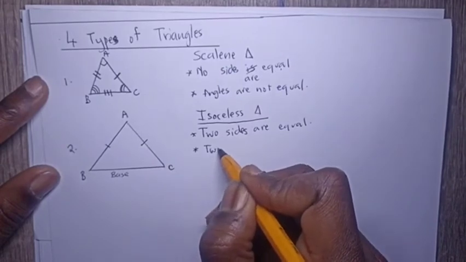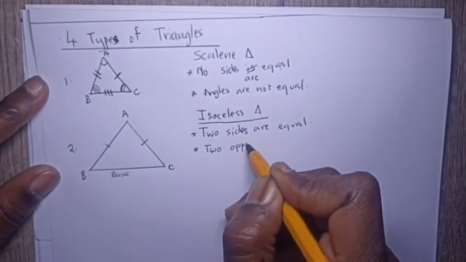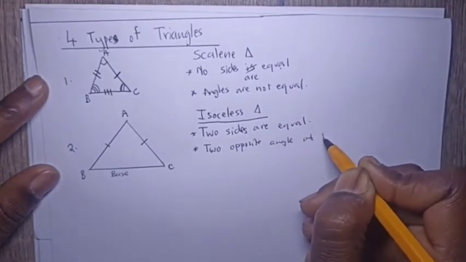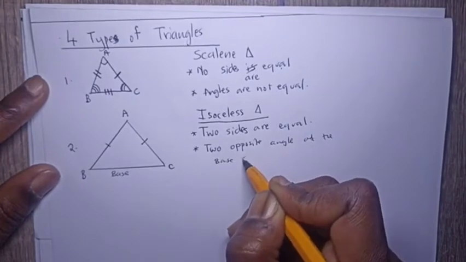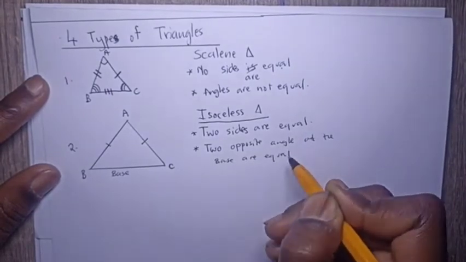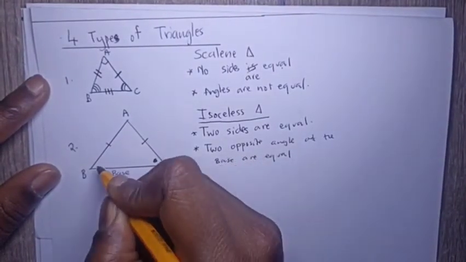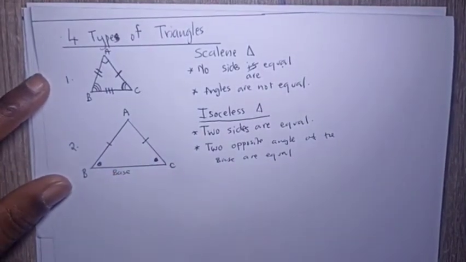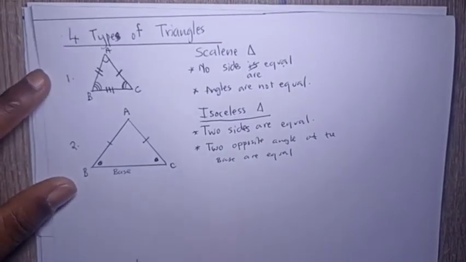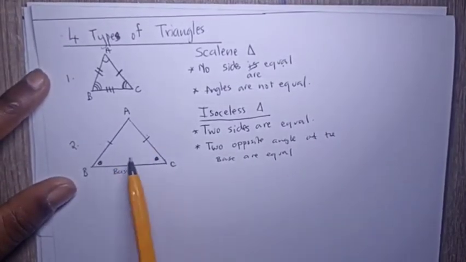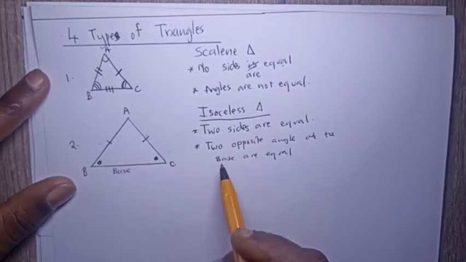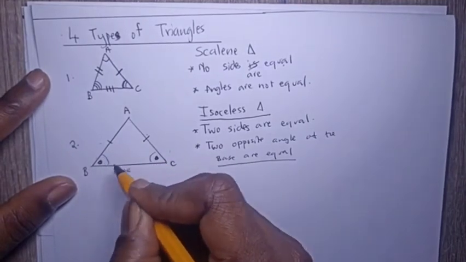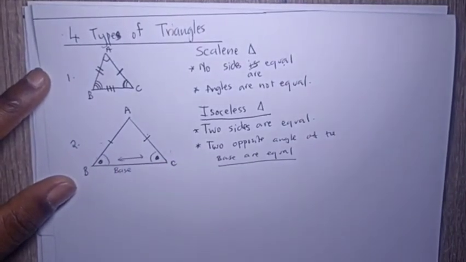So the 2 angles opposite the equal sides, the 2 angles of the base, are equal. Very important. Meaning this angle is equal to that angle. Are we all clear? So in an isosceles triangle, the 2 sides are the same and the base angles are the same. So base angles are equal. So this is a base, this angle and this angle, they are opposite. Can you all see? They are the same.